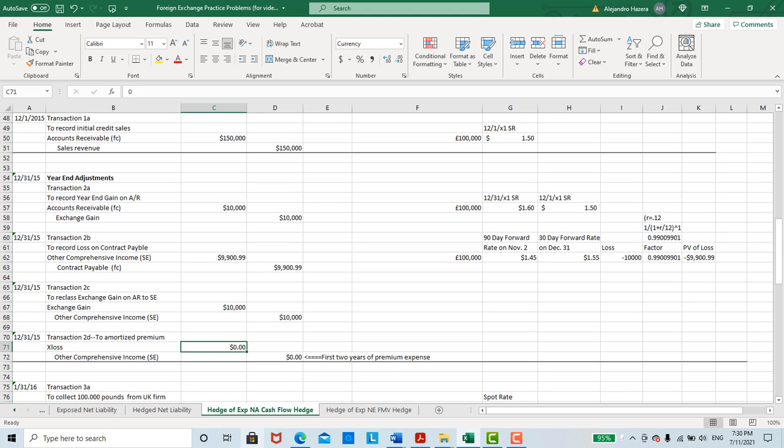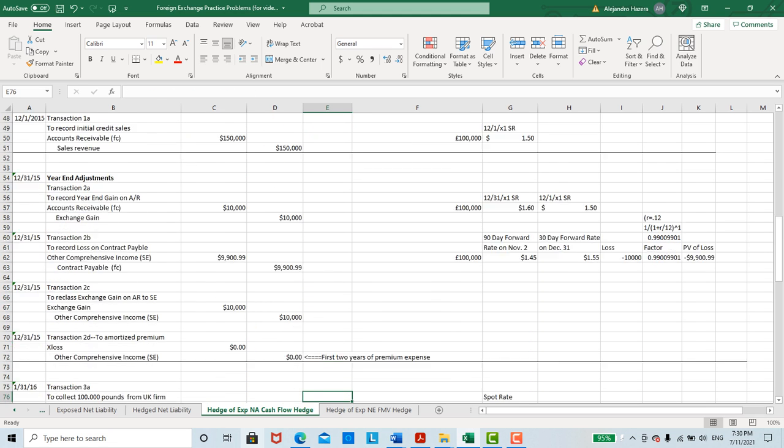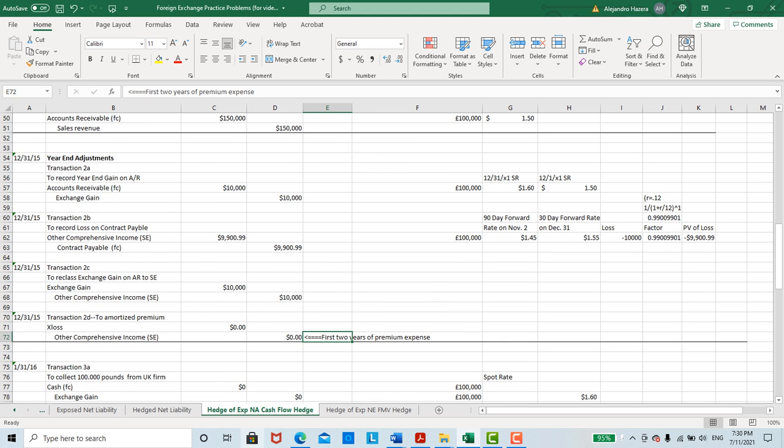Okay, and the final thing we're going to do is amortize the premium. We're going to do 2 years of the discount in this case. I should change this. This is discount amortization. And we're doing this on the effective interest, the first 2 years of discount amortization expense. Okay, and this amount here is going to be for the first 2 months. I'm so used to doing things by years. First 2 months of the amortization.